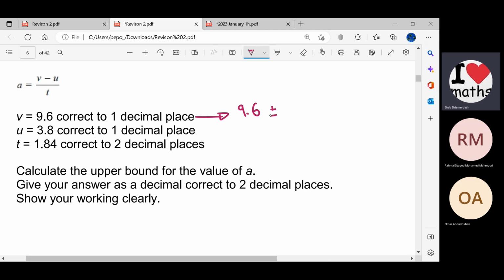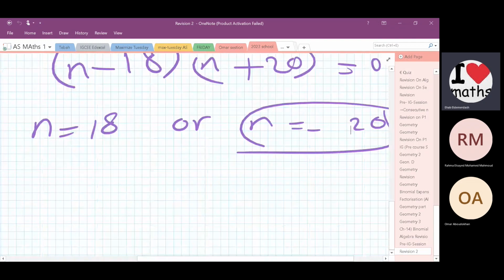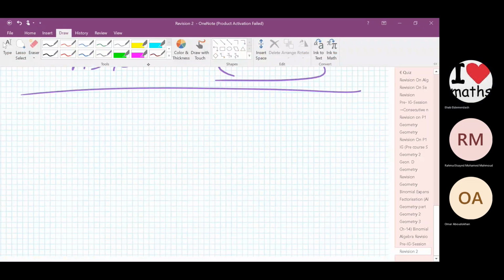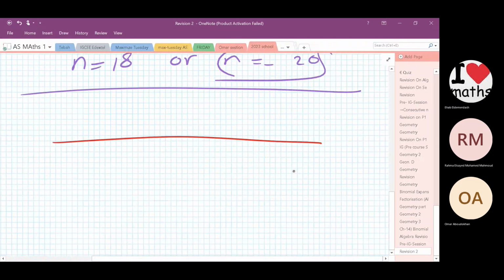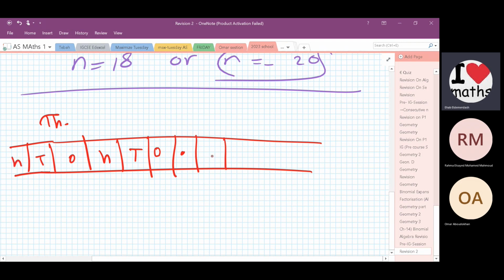9.6 plus... It's rounded to 1 decimal place. Do you remember, Yasmin, what 1 decimal place means, and 2 decimal places? Let me go here. This is the decimal point. Ones or units, tens, 100, 1,000, 10,000, 100,000, right? After the decimal point we have the first decimal place, 2 decimal places, 3 decimal places, and so on.